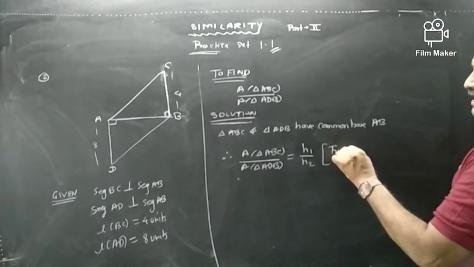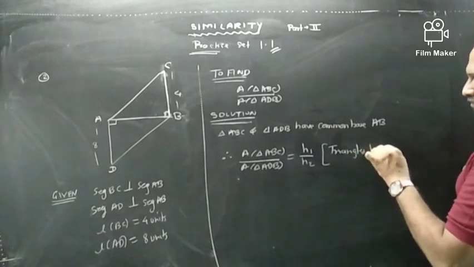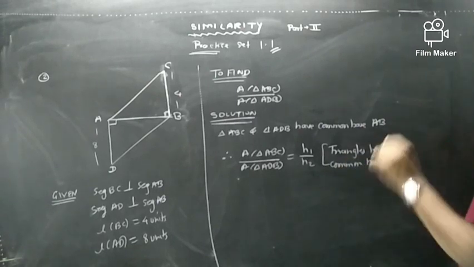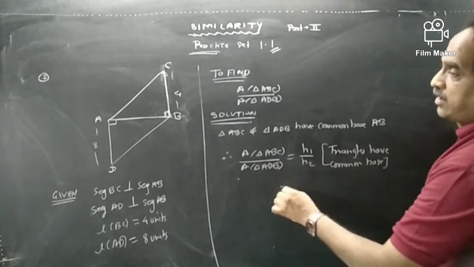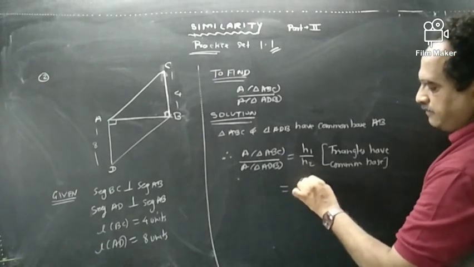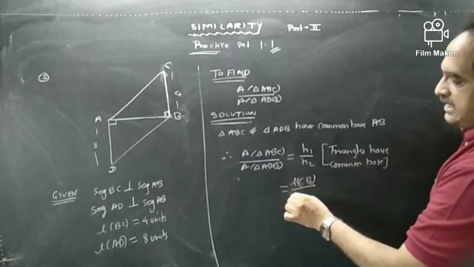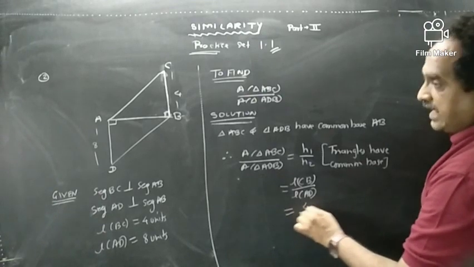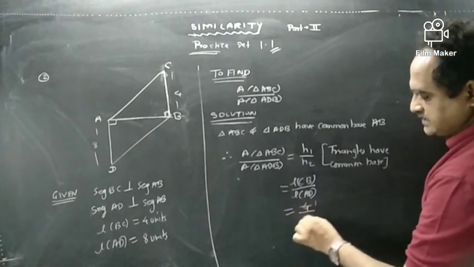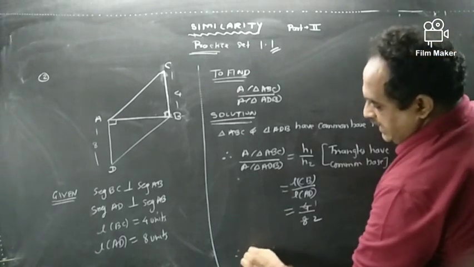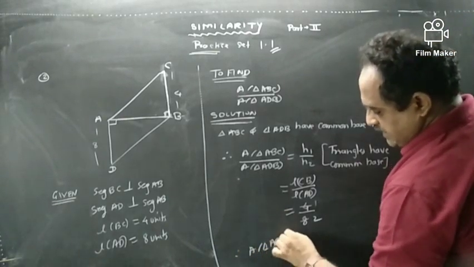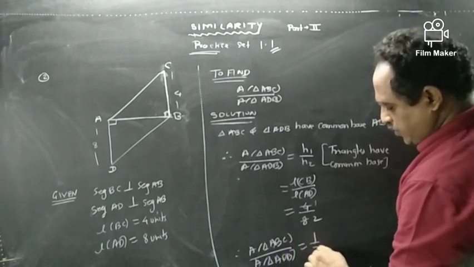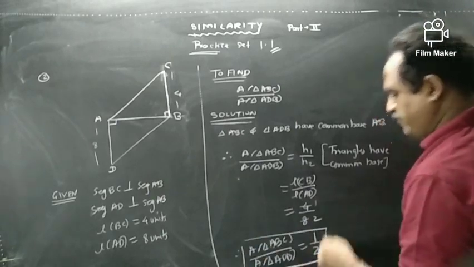What reason are you going to write? You are going to write the reason: triangles have a common base. Therefore, what is the height of the first triangle? Length BC. Height of the second triangle? Length AD. What is the value of BC? 4. AD is 8. So this gets cancelled. Therefore, area of triangle ABC upon area of triangle ADB is equal to 1 upon 2 is the answer of the first question.